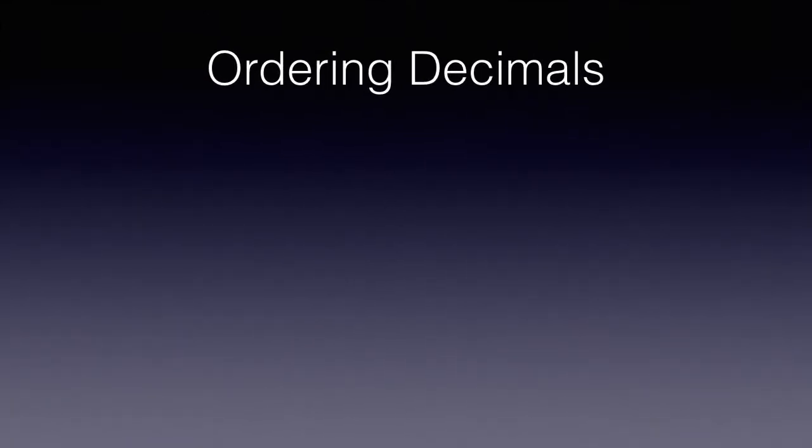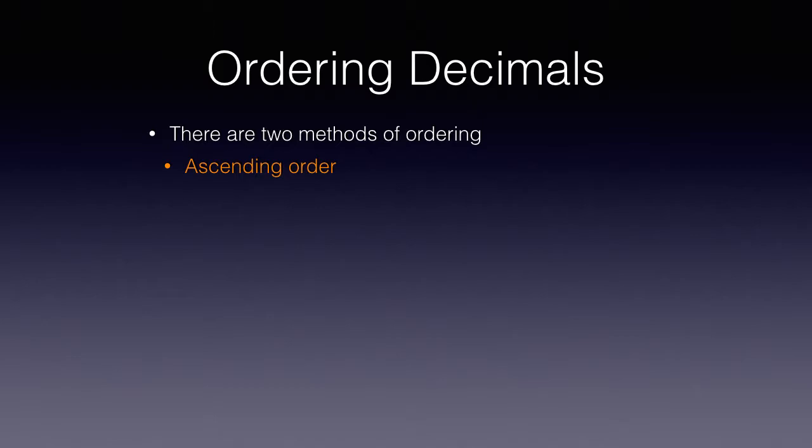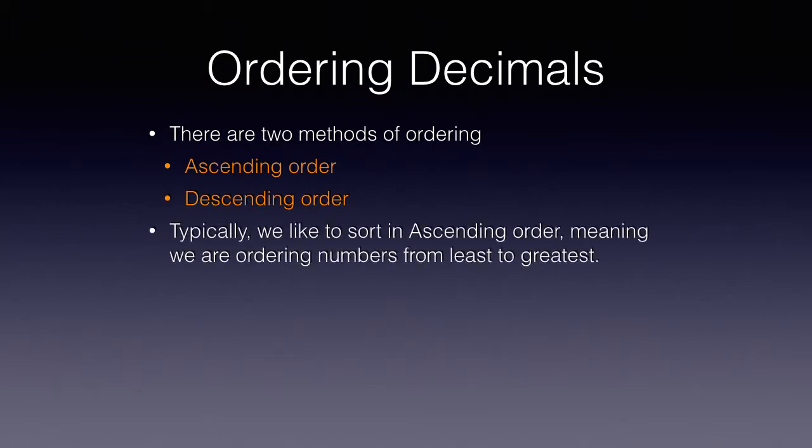In addition to that, we have to talk about ordering decimals. Ordering decimals is just kind of like comparing decimals, but you have a lot of them. So the two main methods are ascending order, which is the one we tend to use the most, but not exclusively. It means we order from least to greatest, from small to big. But there are cases where we would order things in descending order, from big to small, from greatest to least. So make sure you pay attention to what the problem is actually telling you to do.